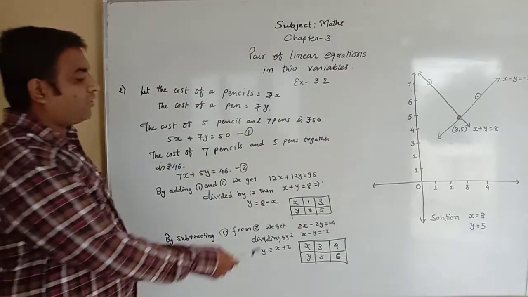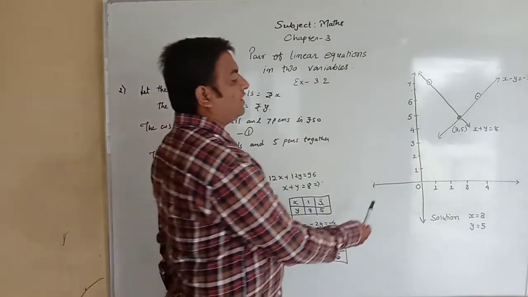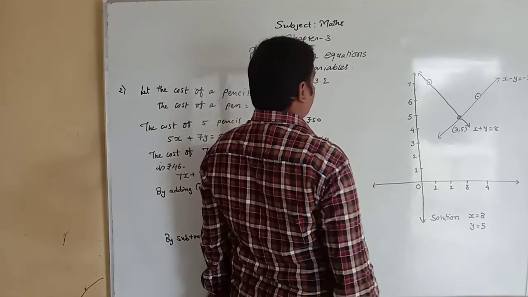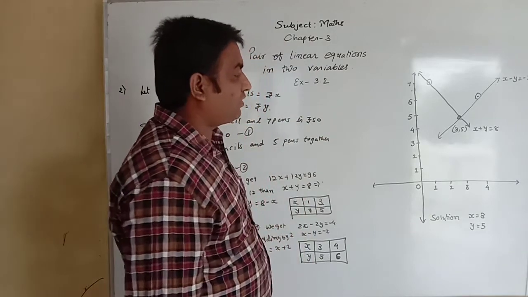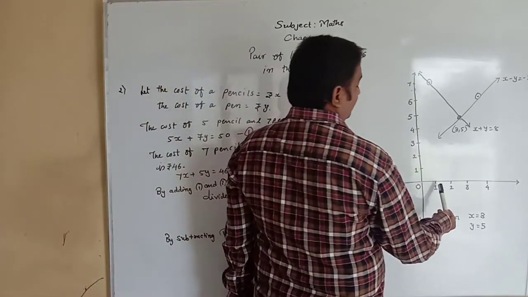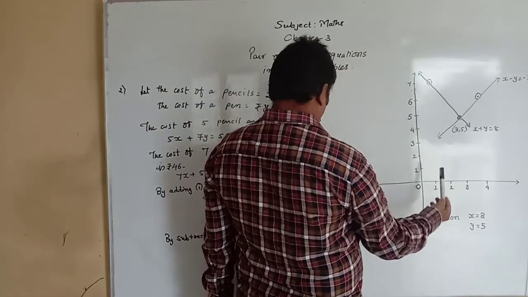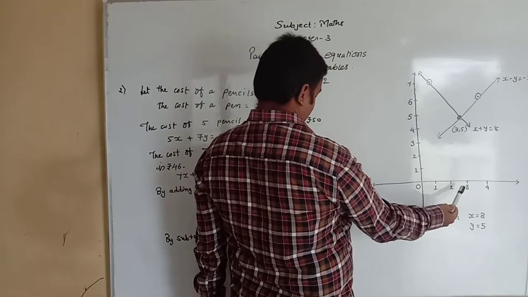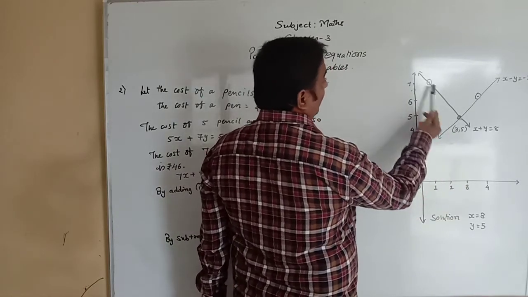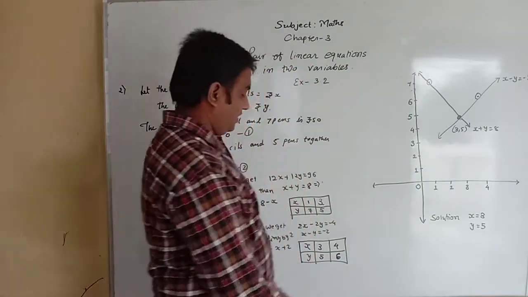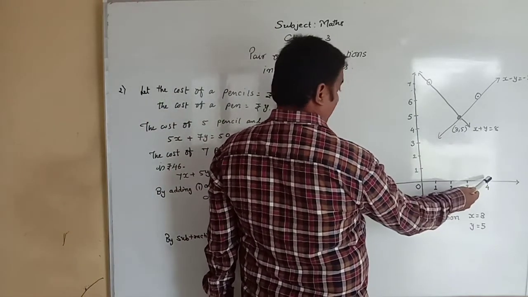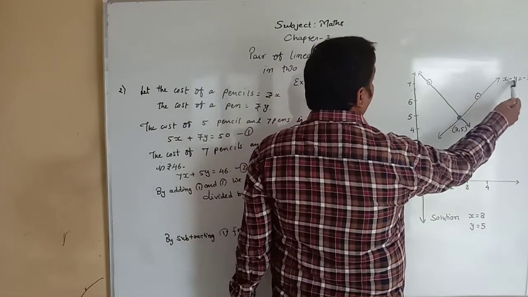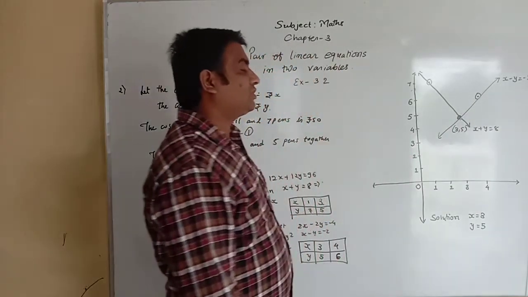So we plot these points on the graph paper. On the x axis we take 1 centimeter equals 1 rupee, and on the y axis we take 1 centimeter equals 1 rupee. Then we mark 1, 7 and 3, 5, and we get the line x plus y equals 8. And after we have marked x 3 and y 5, x 4 and y 6, and we join the line, then we get x minus y equals minus 2.